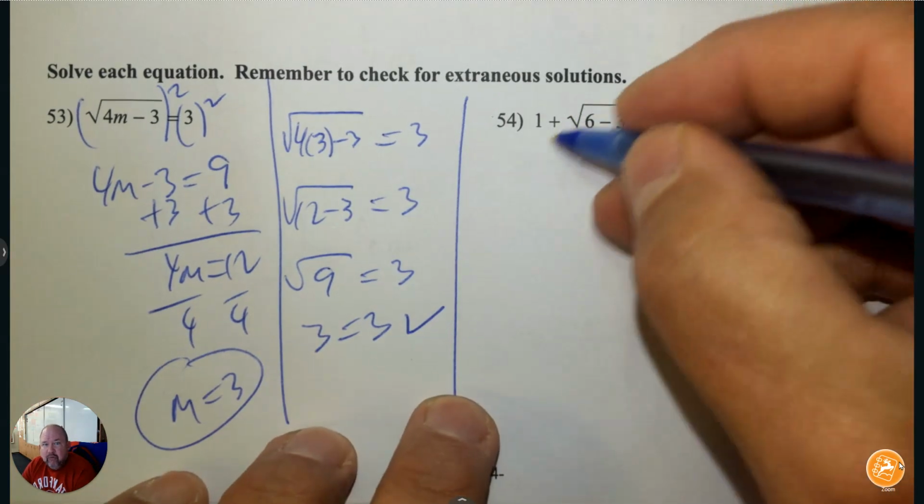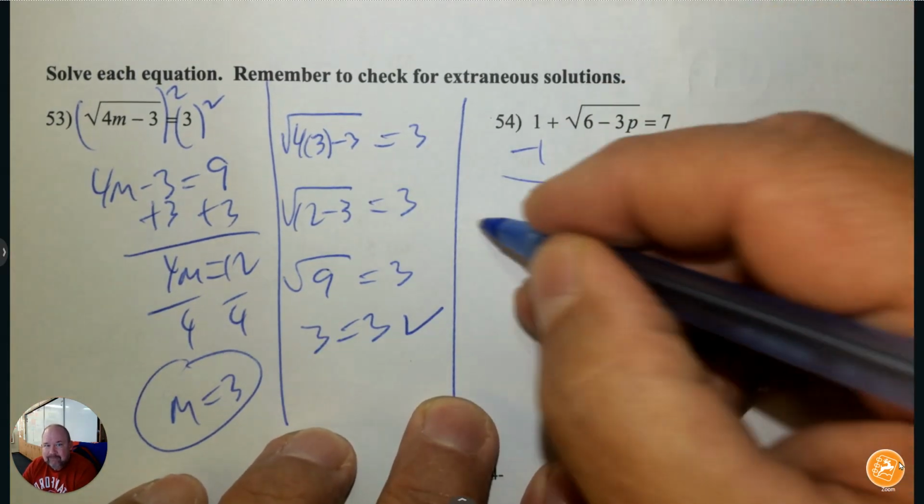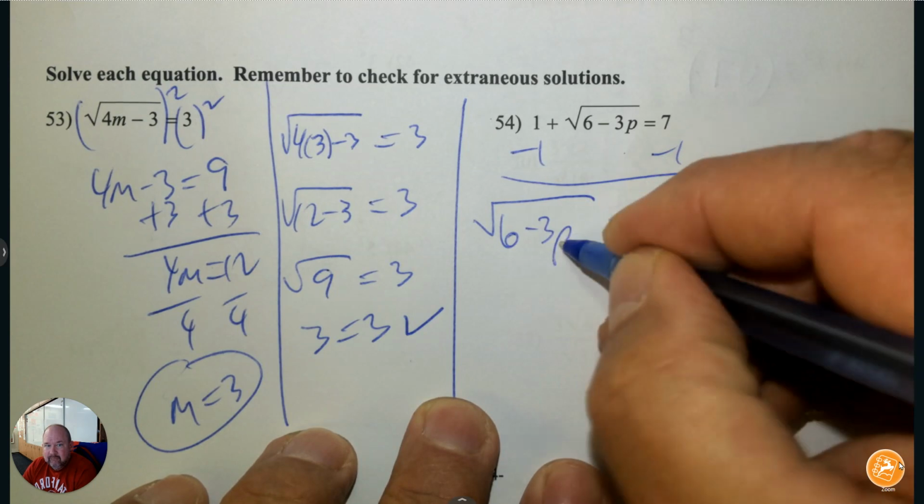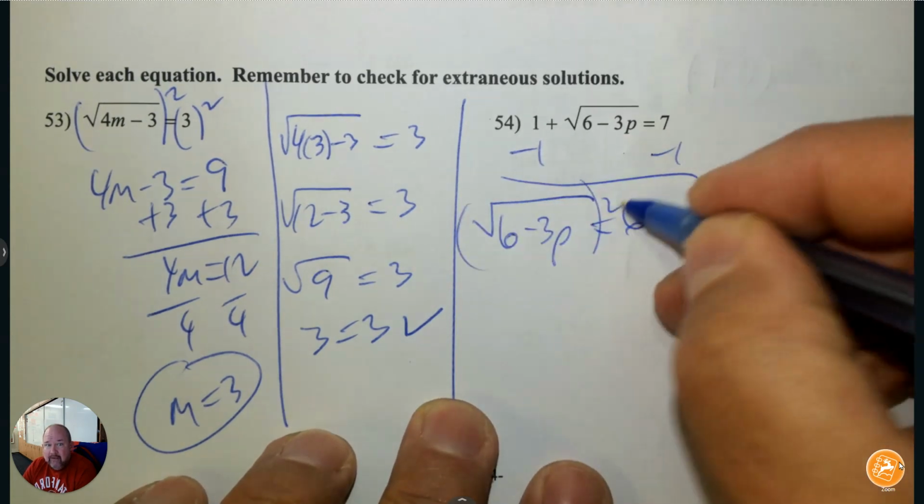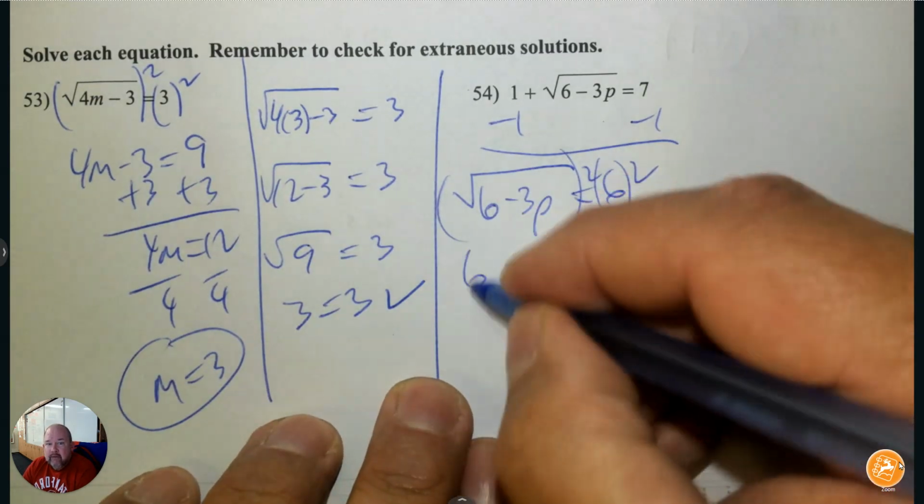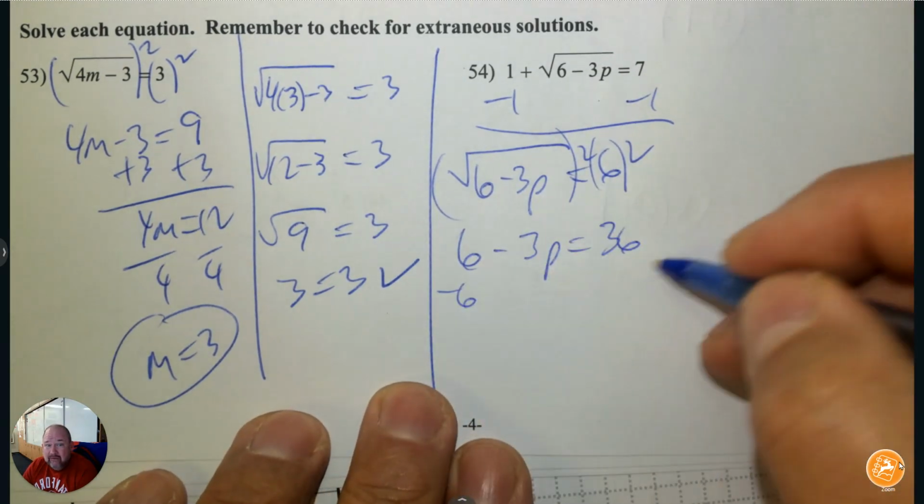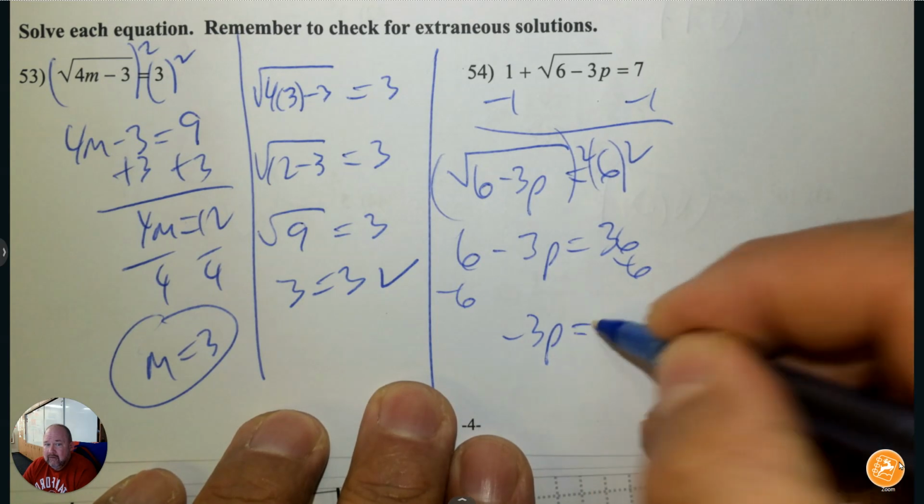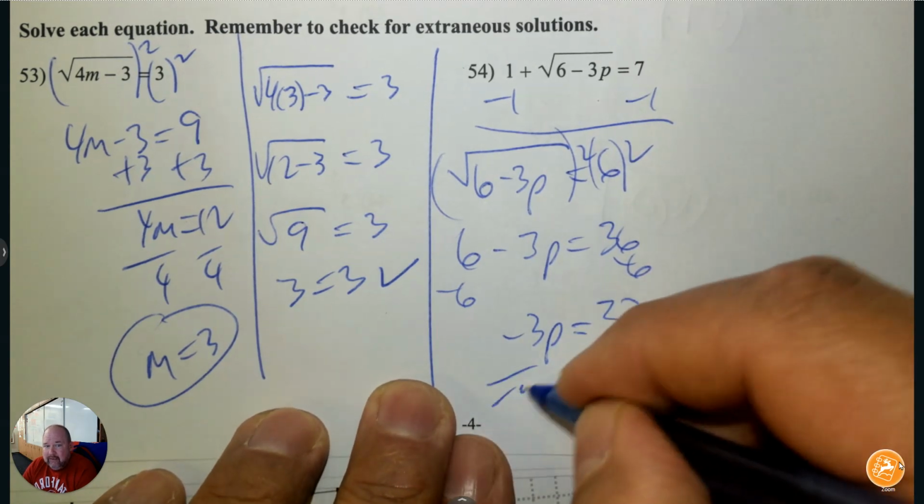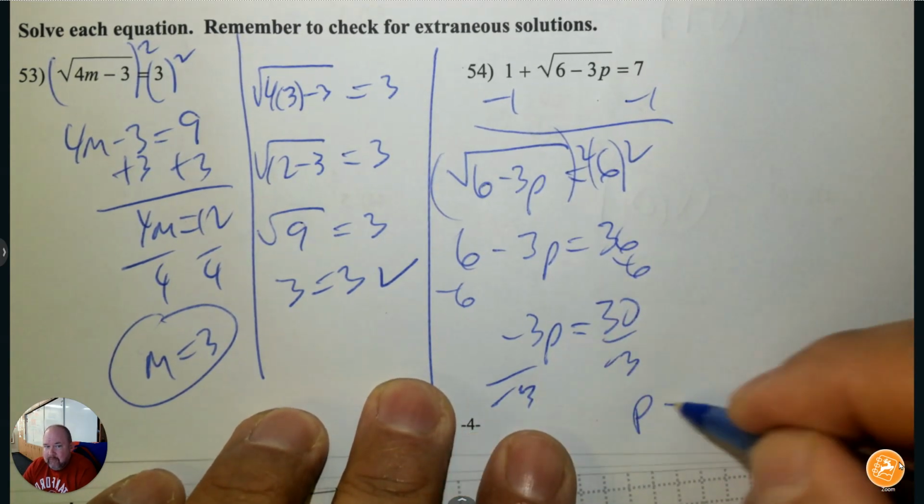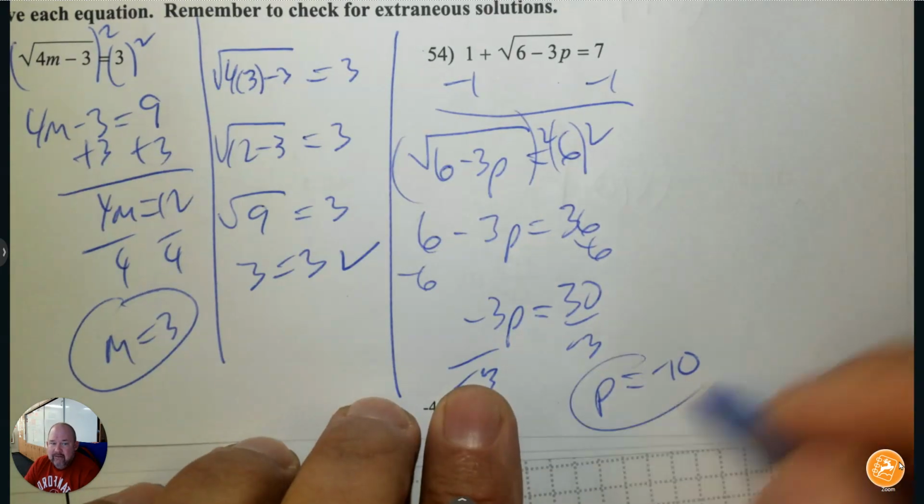All right, number 54, subtract 1. That's 6, square both sides. That's 6 take away 3p equals 36. Then we're going to solve it. Subtract 6, and then divide by negative 3. Now, that gives me the answer negative 10.